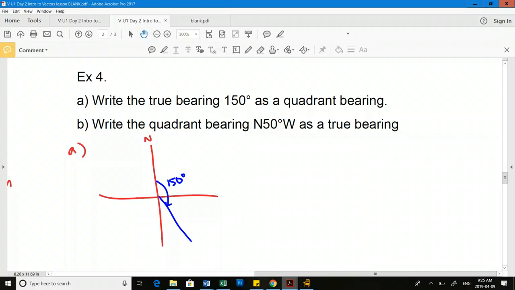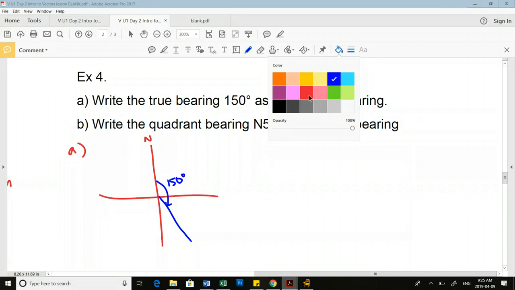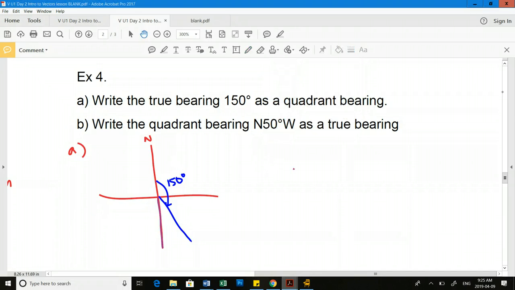Okay, so we're going to choose the closest north or south line, which in this case the south line is actually much closer for us to do. And then I need to figure out what this distance is here. If I subtract 90 from 150, I'll have this little slice in here, which is 60, which means that my purple slice in there is 30 degrees. So I can write 150 also as south 30 degrees to the east.